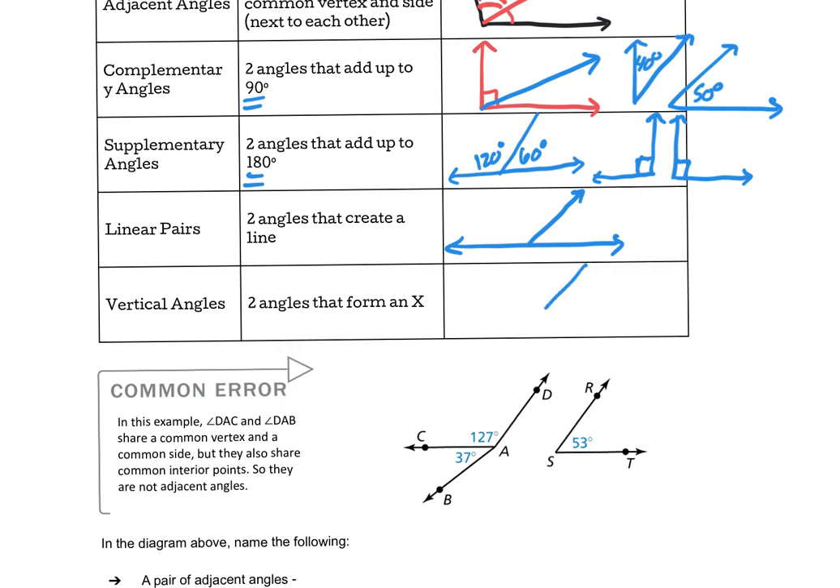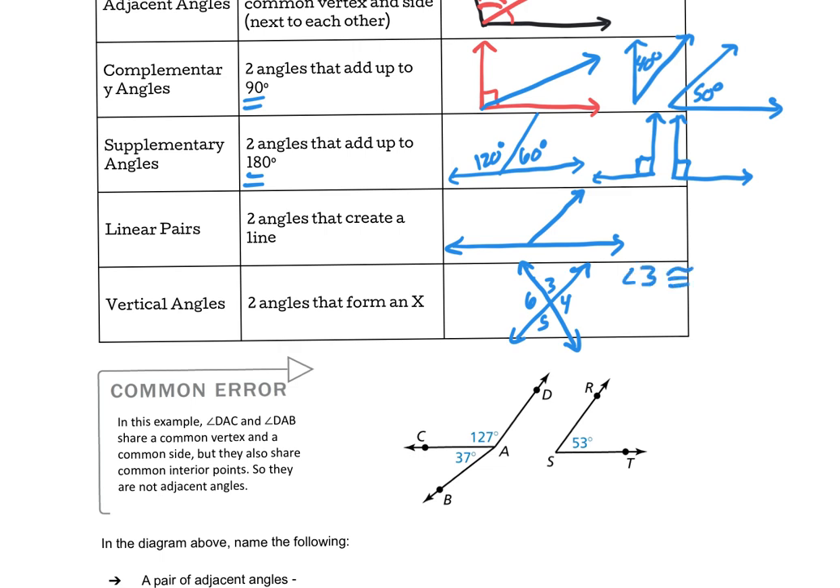Okay, the last one, this is one that we're going to see a lot as we go throughout the year in a lot of different scenarios. If I labeled these four angles 3, 4, 5, and 6, and that's just naming the angle. We have two pairs of vertical angles. The two lines form an X, right? And so when we have that, the angles that are directly across from one another are vertical. So 3 and 5 would be vertical.